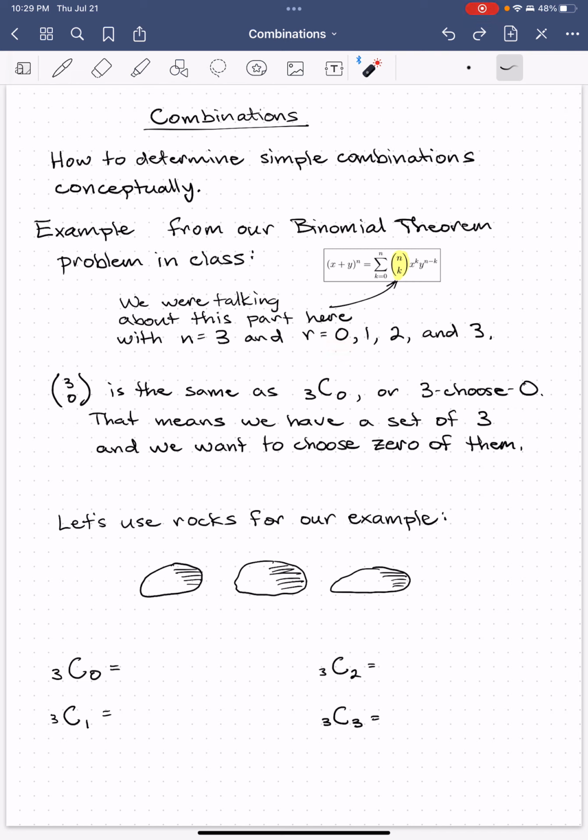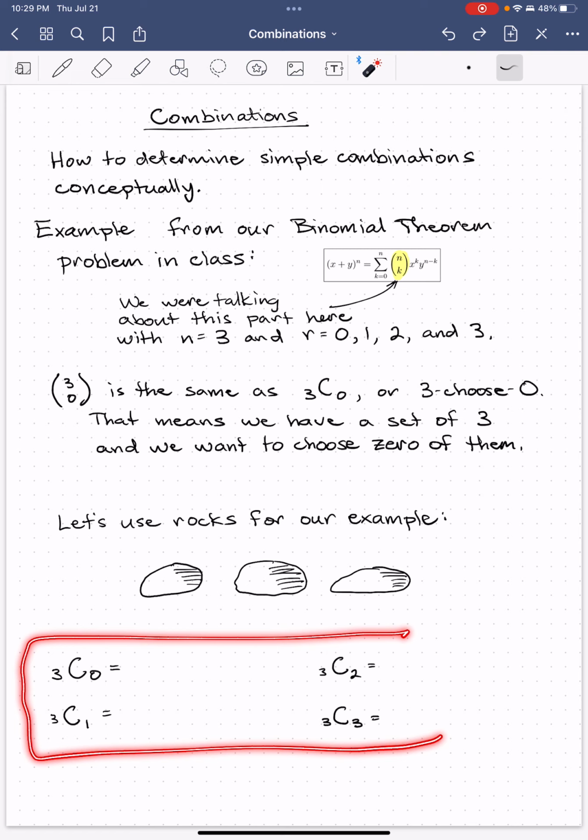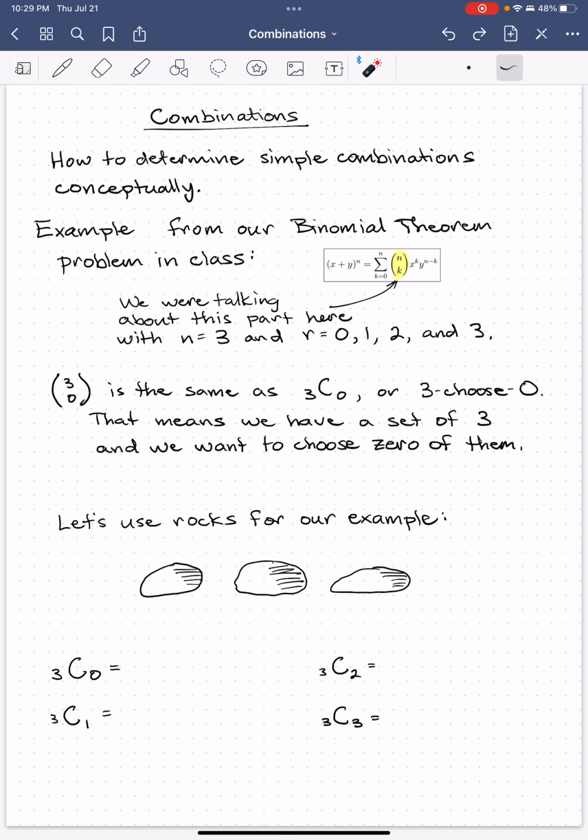So I'm going to look at these values down here at the bottom. Just 3 choose 0, 3 choose 1, 3 choose 2, and 3 choose 3. And just a little bit of background, the 3 choose 0 can be written this way, like it is here in the formula. And it can also be written this way right here. And we talked about in class, the 3 can also be up at the top, and then that's a 0 right there. So 3 choose 0.